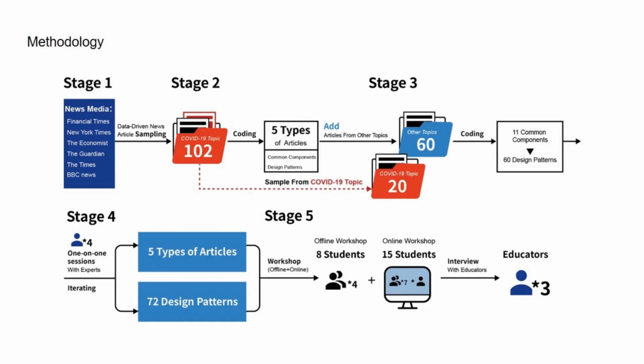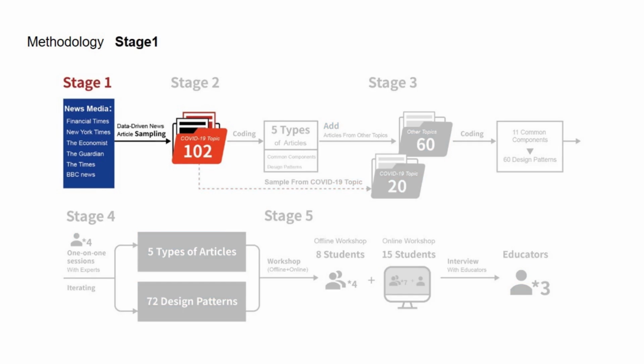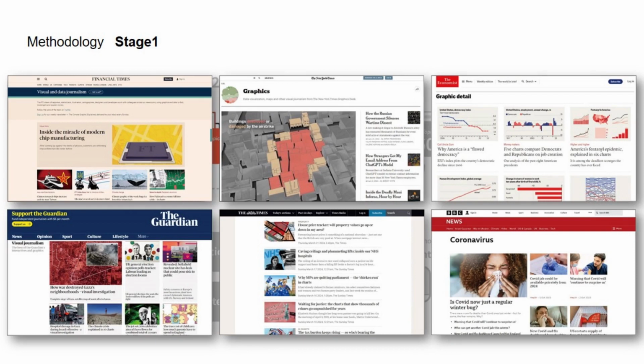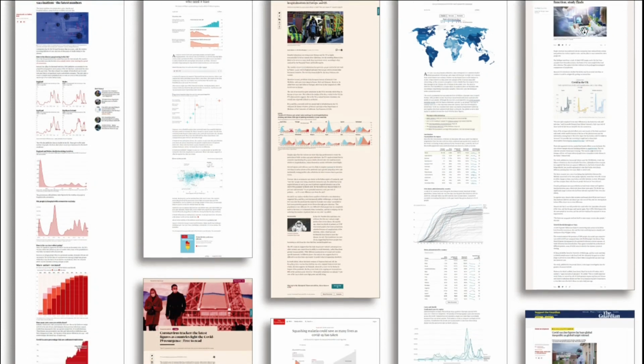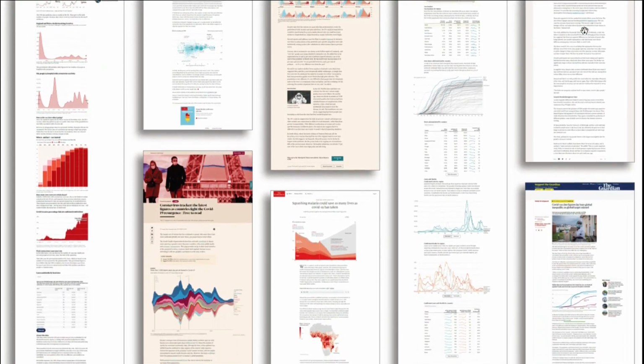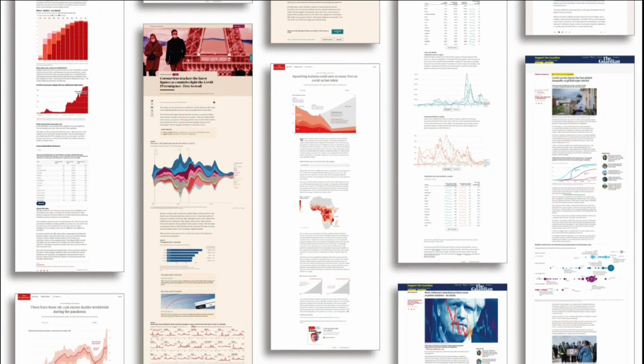Our research methods included 5 stages. First, our initial article sample centered on the COVID-19 global outbreak, offering a confined topic with extensive data reporting for comparative analysis. We sampled articles from 6 leading English language news websites, selected for their website traffic, data columns, and editorial diversity. The 102 sampled articles came from the COVID-19 column, each including at least one data visualization.